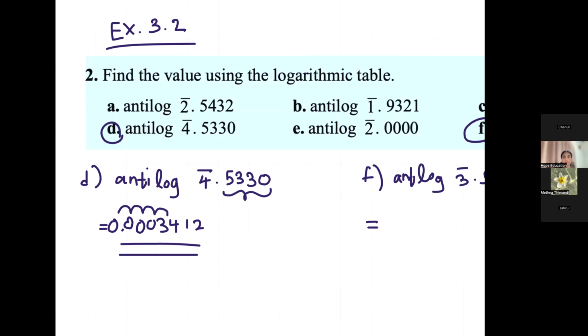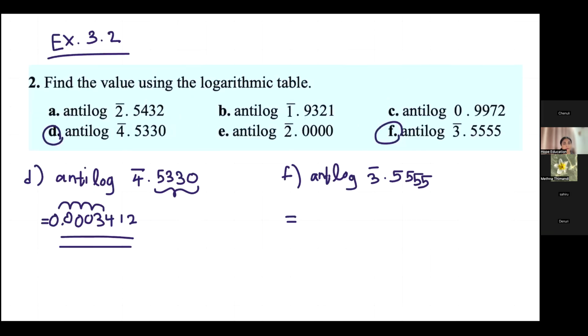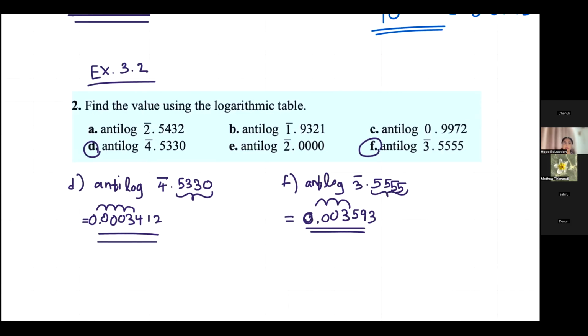Okay, it should be 3593. So when the mantissa is read from the log table, you get 3593. Here, bar 3 is the default, so moving 3 places ahead, that would be 0.003593. Is that clear to you, Lamai? Thumbs up.